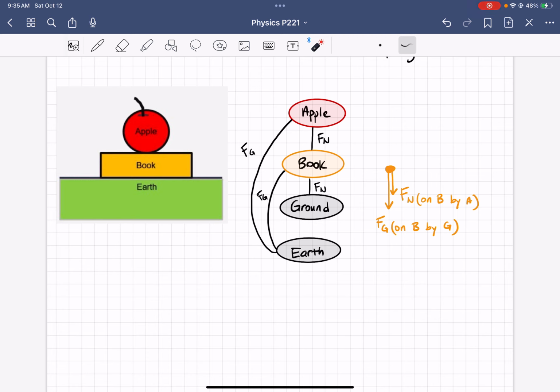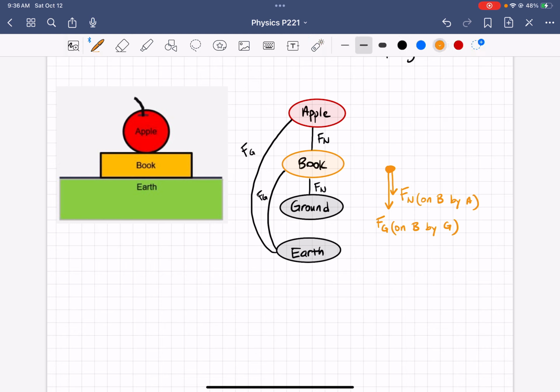So I need 5 units of force acting upward as well. All of that force in this case has to be supplied by the ground. So my remaining force is going to look like this, and I'll call that force normal on the book by the earth. So that's it. That would be the full and complete free body diagram for the book.